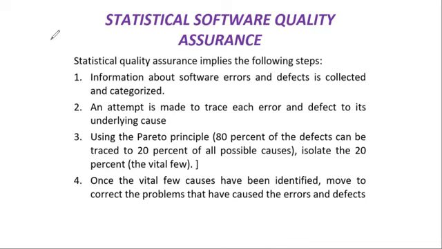Then when you know what the error is, you will get to know in what category it falls and how you're going to resolve it. So software quality assurance is going to categorize all the different types of errors. The second one is that an attempt is made to trace each error and defect to its underlying cause. Once you have made different categories, category one, category two, after that, when you know what category it falls in, you're going to identify how you can resolve it, how you can trace it back to that specific line of code.